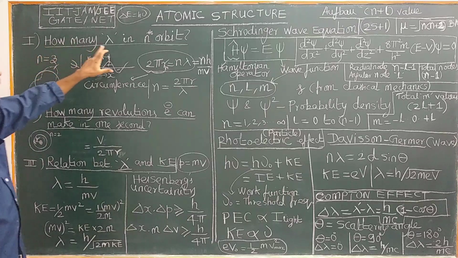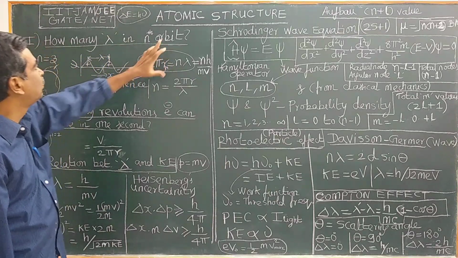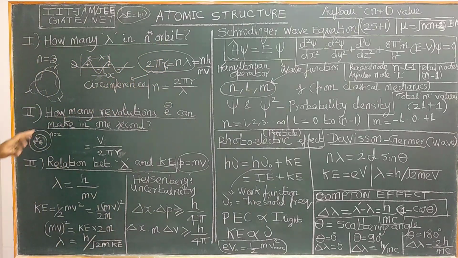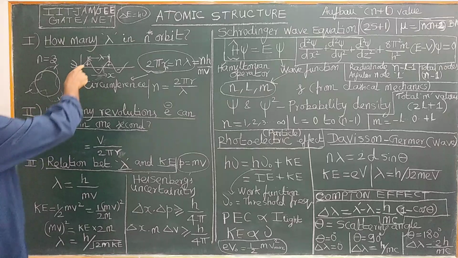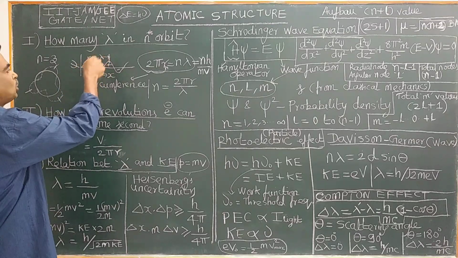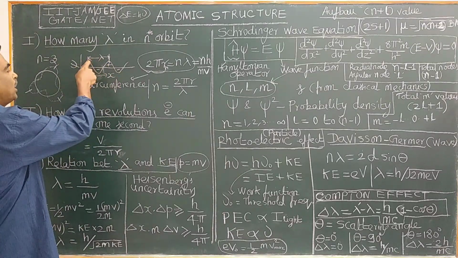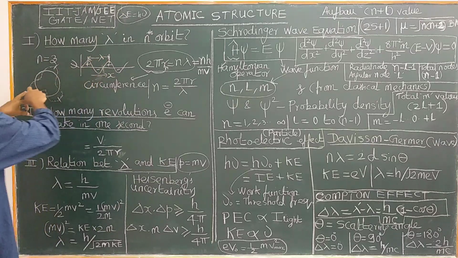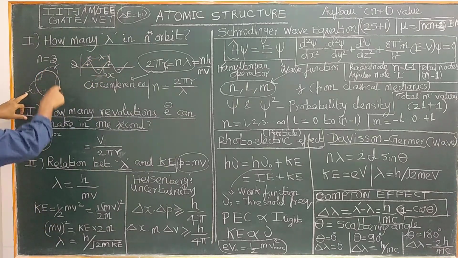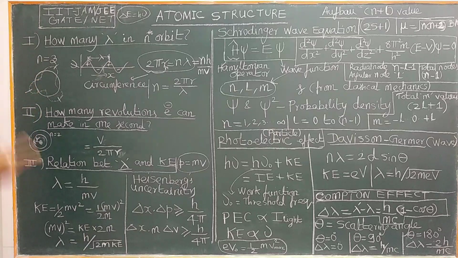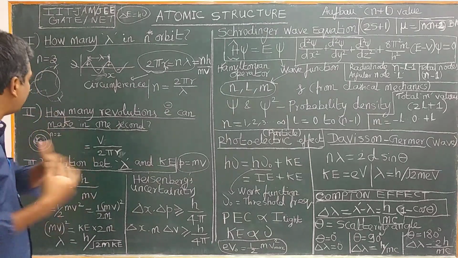How many wavelengths in the n orbit? For n equal to 1, only one wavelength will be there. For n equal to 3, I have shown there are 3 wavelengths. What is wavelength? The distance between two crests or two troughs. I have shown here the distance between two crests. Similarly, 1 wave, 2 waves, 3 waves. For n equal to 10, there will be 10 wavelengths.